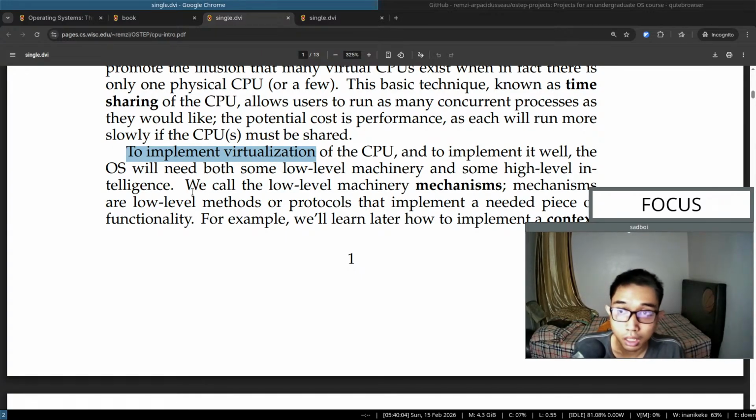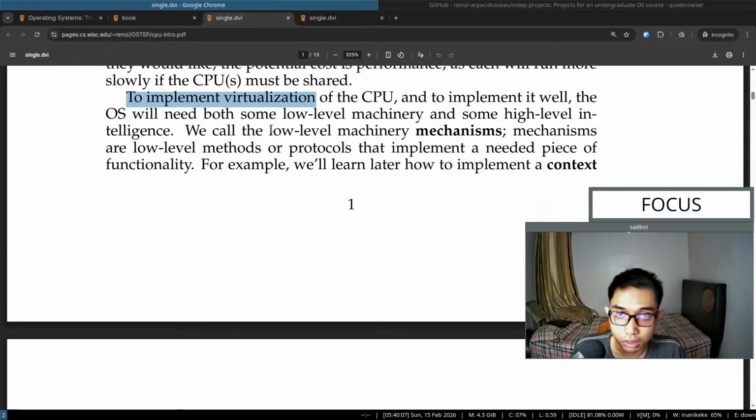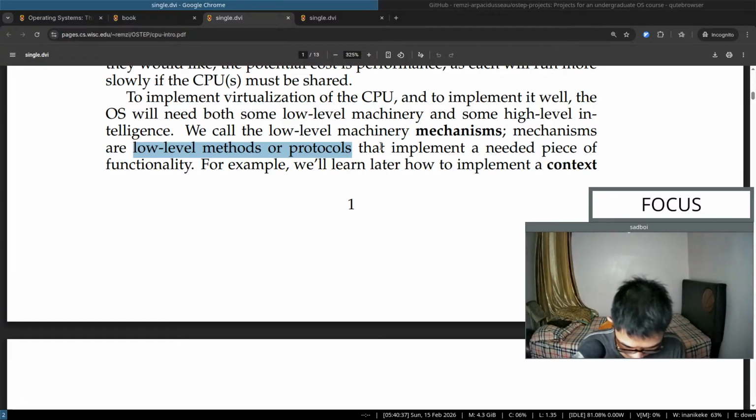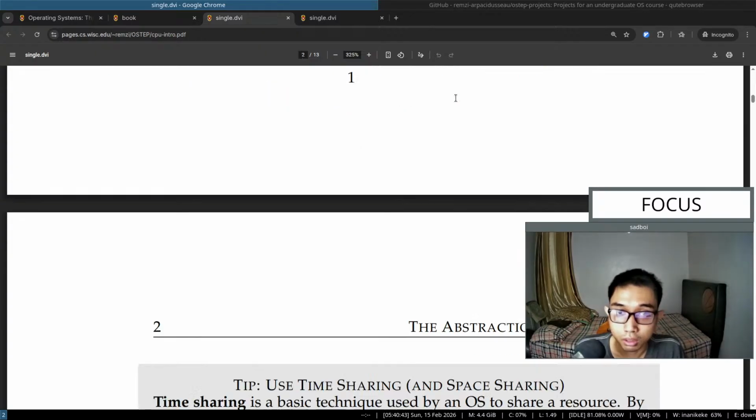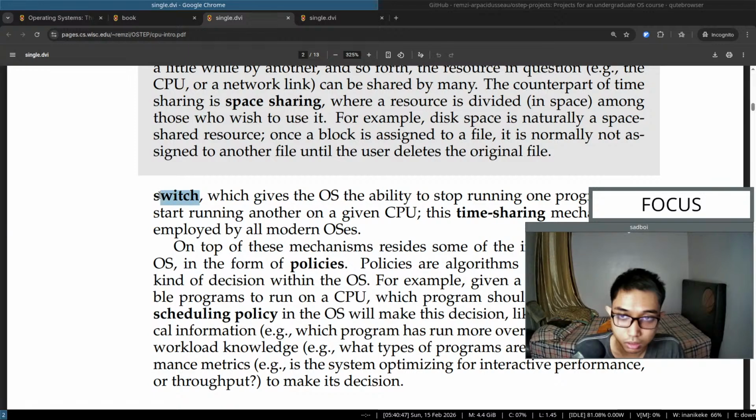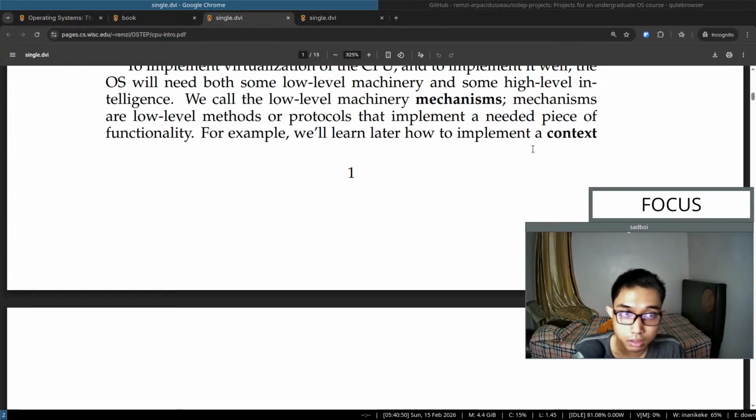some high-level intelligence. We call the low-level machinery mechanism. Mechanisms are low-level methods or protocols that implement a needed piece of functionality. For example, we will learn later how to implement a context switch. So, context switching.